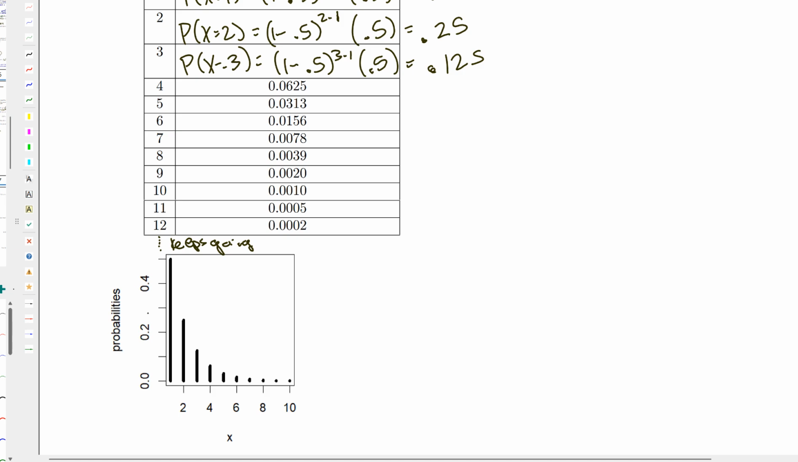You can see what the PMF looks like. We start off with a probability of 0.5, so 0.5 probability that we have to flip it 1 time to get our first head, 0.25 probability that we have to flip it 2 times to get our first head, and it just gets smaller and smaller.